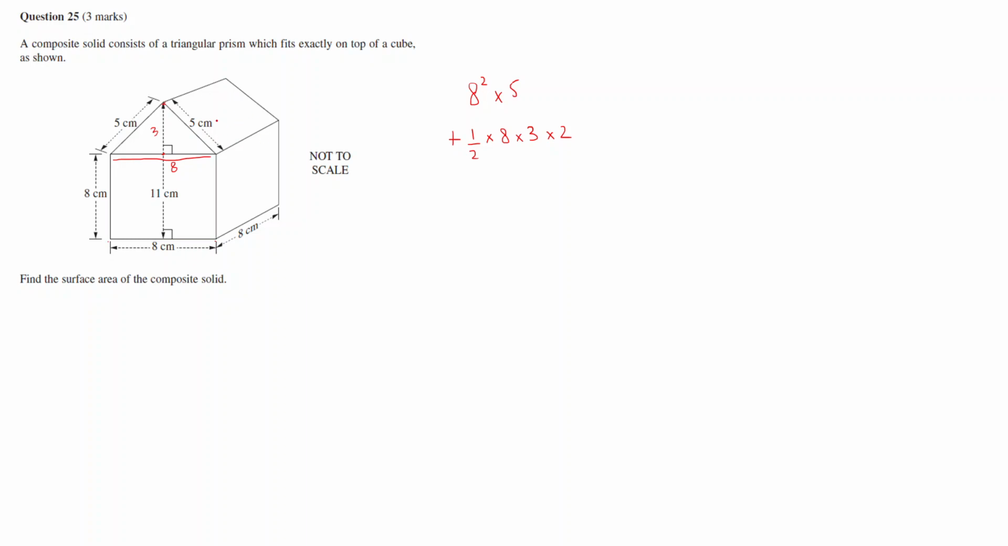But there are 2 of these. One is here, one on this side. So you need to multiply it by 2 as well. So the area is 5 times 8, multiplied by 2. Now you sum all of these up. Then you'll get the total surface area, which would be 424 centimeters squared.